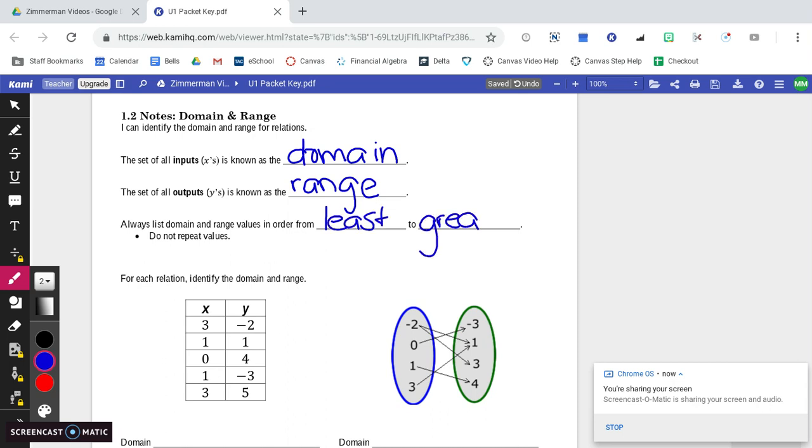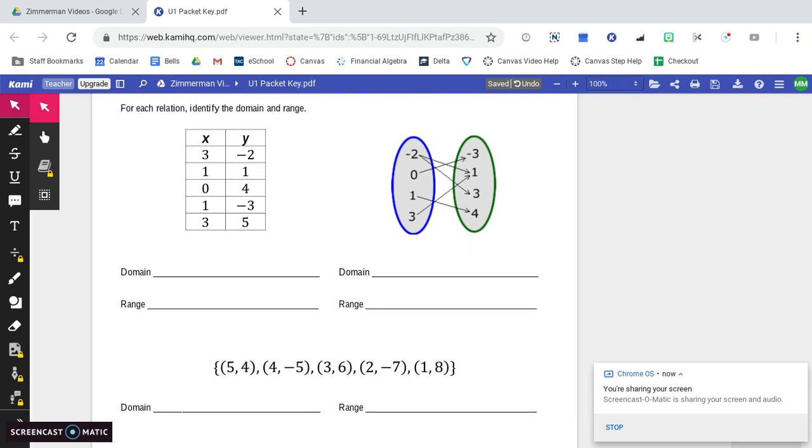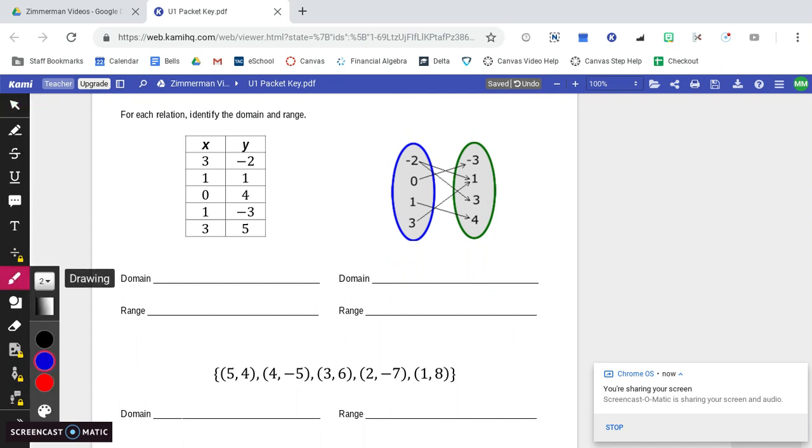without repeating values. So even if a 9 shows up multiple times in the domain, we're only going to write it down once. So here we have a couple of relations like we practiced in our previous section with tables and mapping diagrams and ordered pairs. And we want to just list out domain and range as numbers.